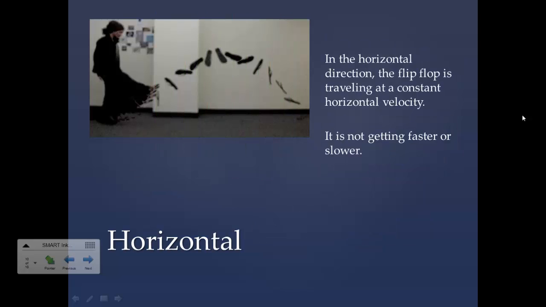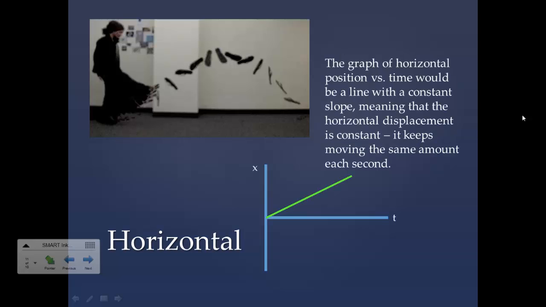In the horizontal direction, the flip-flop is traveling at a constant velocity. It is not getting faster or slower. The graph of horizontal position versus time would be a line with a constant slope, meaning that the horizontal displacement is constant. It keeps moving the same amount each second.